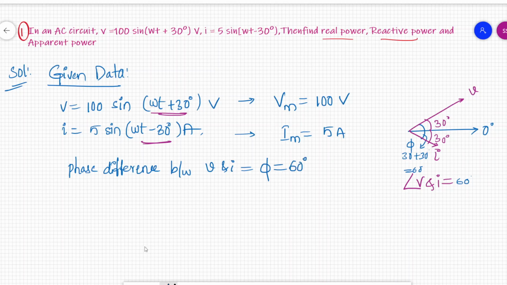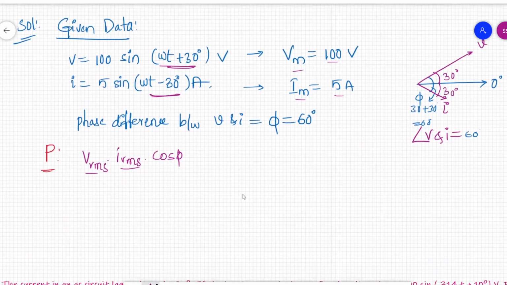Now we need to find the powers. First we need to find real power, that is P. What is the expression for P? That is Vrms into Irms into cos phi. But we have peak values here. Remember this, it is very important. You are not supposed to substitute these values directly into the expression. You need to find Vrms and Irms to find powers. So let us find Vrms and Irms.